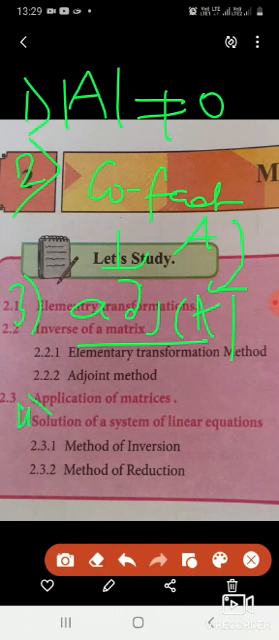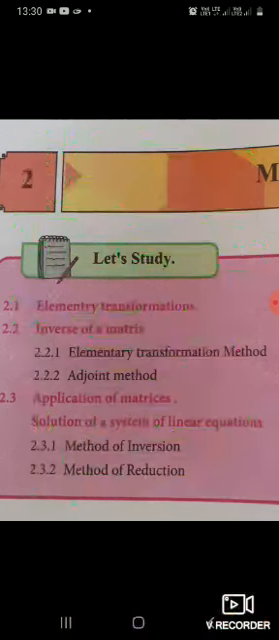Now the fourth step will be the inverse. A inverse you can find, that is 1 upon determinant of A into adjoint of A. So these are the main 4 steps to find the inverse of any matrix. Now we are going to see whether it is invertible or not, how to find the cofactor, and then at last how to find the inverse of the matrix. Now in the first step, I am going to find out whether it is invertible or not.